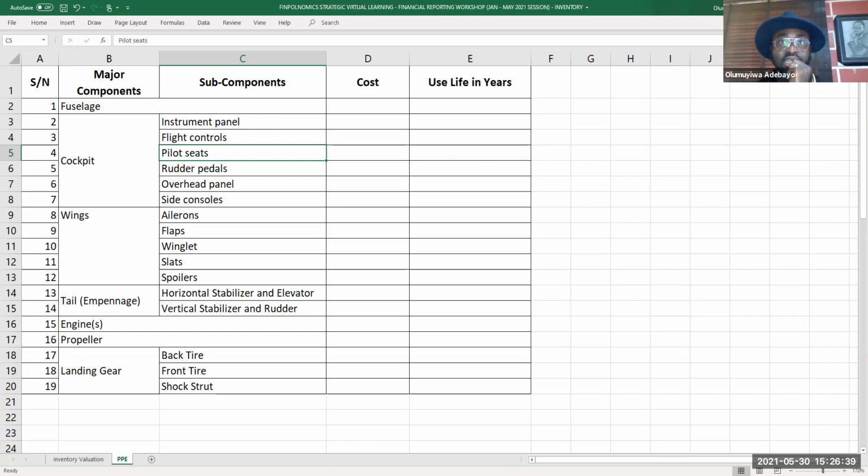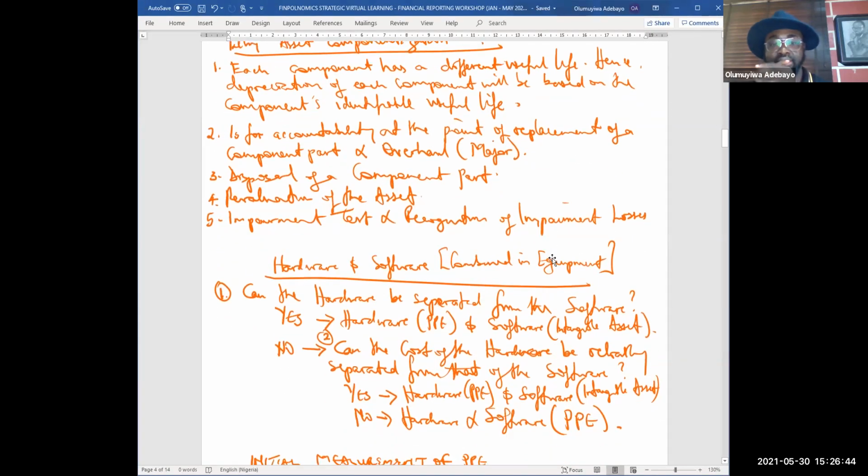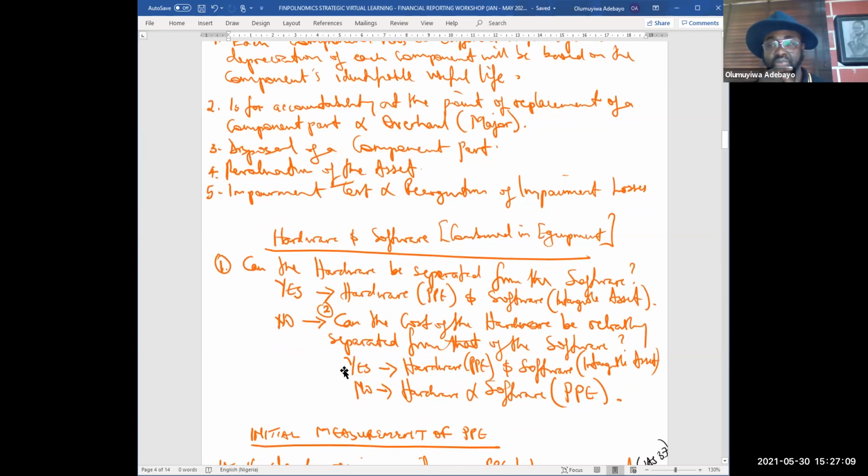To continue our discussion, we also discussed the issue of separating hardware from software on the premise that they are attached to one another, or acquired as a single asset. That requires us to break it down so that we are able to answer the questions that will lead us towards appropriate recognition of the hardware separately from the software. And where we cannot, we are going to treat everything as an item of PPE, which will depreciate accordingly.